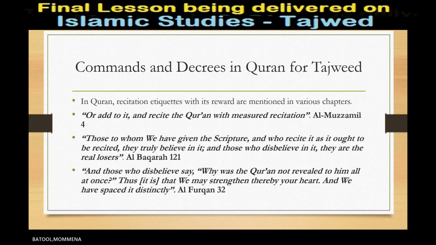So the more we recite it step by step and we don't get overwhelmed, to act upon it, understand it, and rabat, our hearts are strengthened. And we are mustaqim, we are firmed on the rules. And we have spaced it distinctly. The word is the same word used in Surah Al-Muzammil, tartila, like step by step, so you understand it and recite it accordingly.